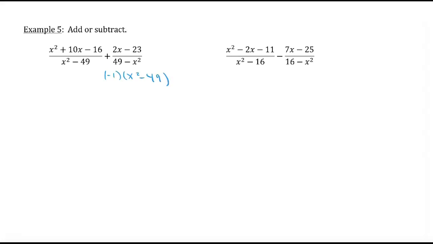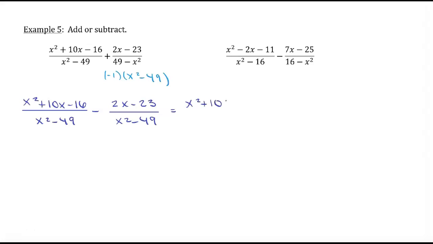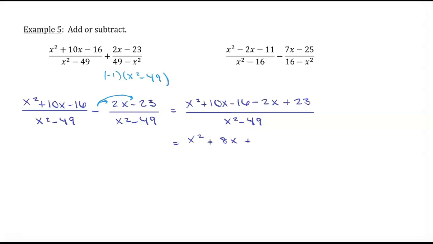So now this becomes x squared plus 10x minus 16 over x squared minus 49 minus 2x minus 23 over x squared minus 49. And now that we have matching denominators, we can combine the numerators. We have x squared plus 10x minus 16 minus 2x plus 23, being very careful to distribute the negative to each term in the numerator, and our common denominator of x squared minus 49. Combining like terms in the numerator, we have x squared plus 8x plus 7.